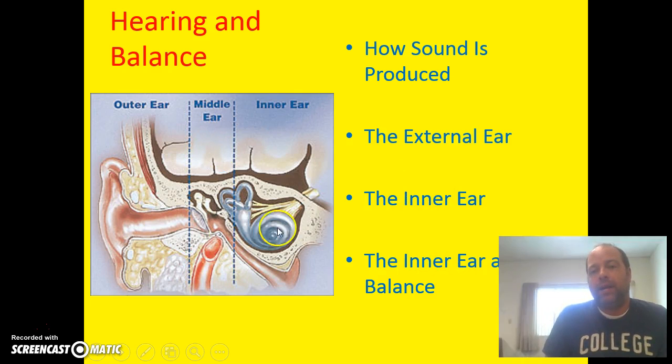Now the inner ear takes that motion of the bone, the stirrup, as it bangs into the cochlea, and it transfers that to sound impulses. So the inner ear right here consists of the cochlea. As the stirrup bangs into it, it changes that motion into sound waves, and it gets sent to the brain through the auditory nerve. So you have the stirrup hitting into the cochlea, which sends it to the auditory nerve to the brain.